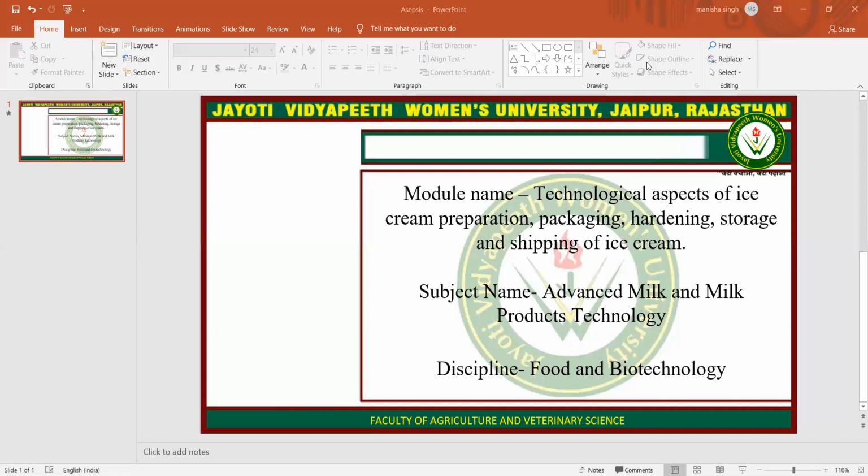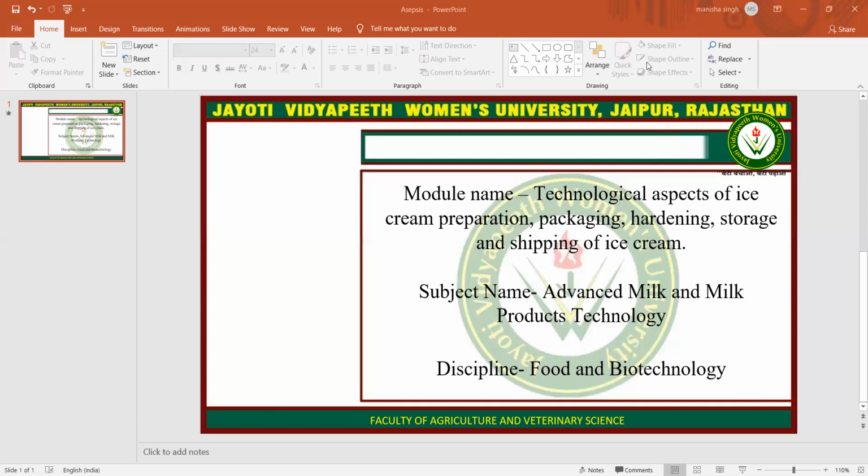Next step in the process is packaging. When the ice cream is drawn from the freezer, it is packed into a container that gives the desired shape or size for convenient handling during the marketing process.